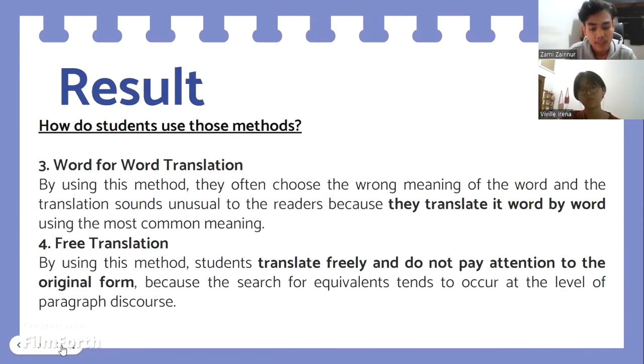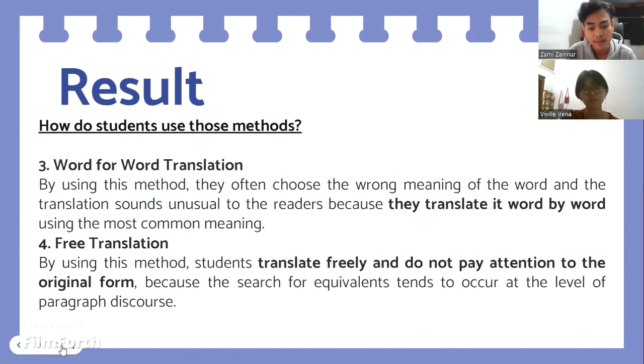The third one is word-for-word translation. By using this method, they often choose the wrong meaning of the word, and the translation sounds unusual to the reader because they translate it word by word using the most common meaning. The last one is free translation. By using this method, students translate freely and do not pay attention to the original form because the search for equivalence tends to occur at the level of paragraph discourse.